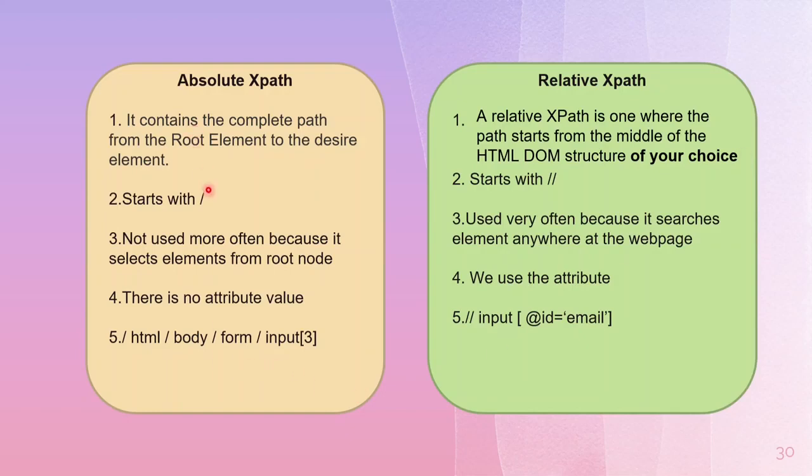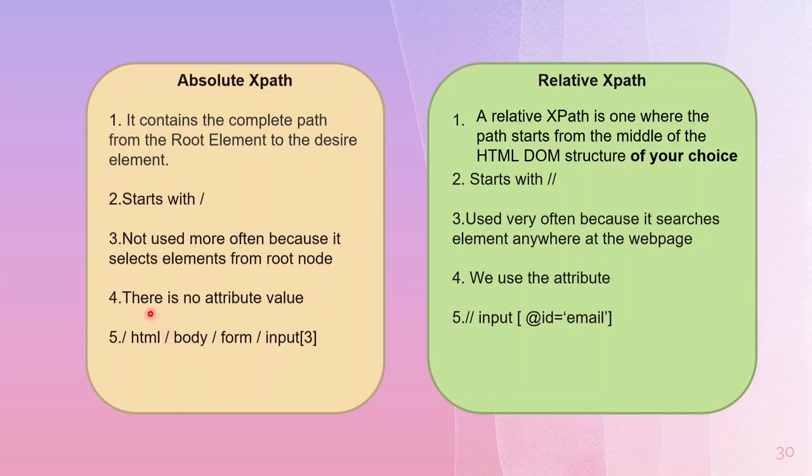Okay. Absolute XPath starts with a single /, whereas in relative it starts with a double /. Absolute XPath is not used more often because it selects the element from the root node. Whereas the relative XPath is used very often because it searches the element everywhere on the web page. Okay.